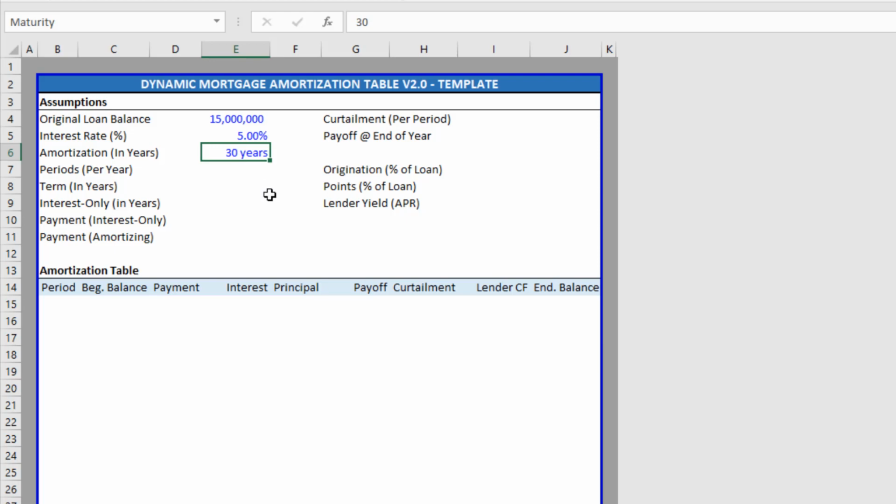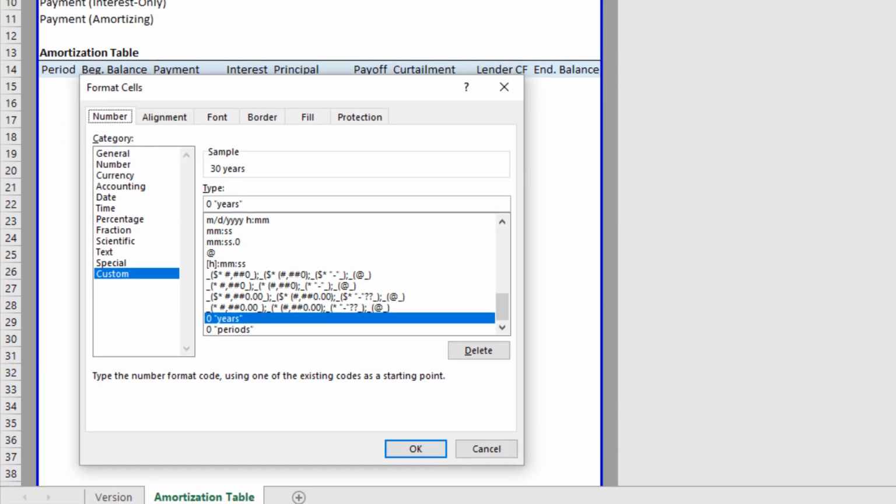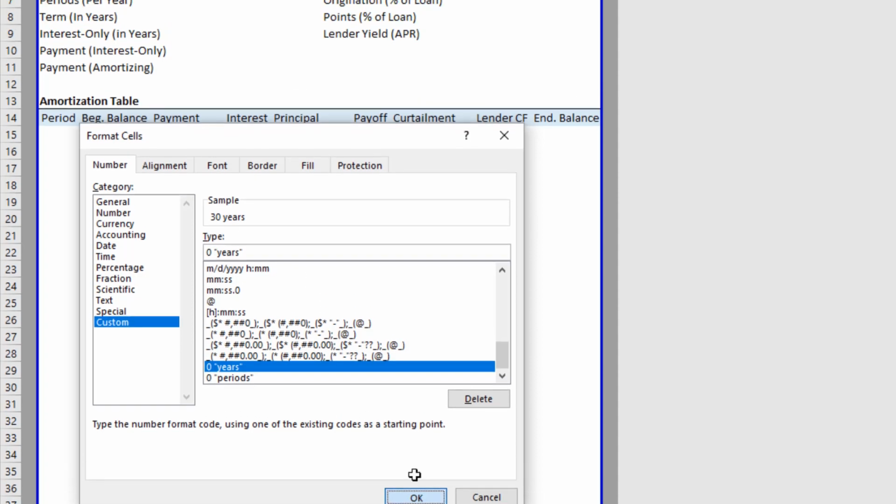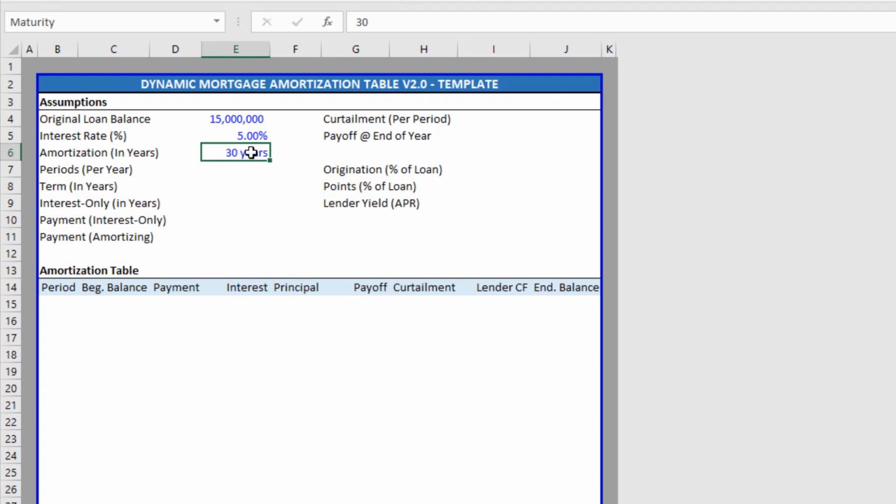And to do that, just hit Control-1. That will open up your Format Cells dialog box. And then under Custom Cell Formatting, you can enter a 0, and that denotes a numeric value. And then inside quotation marks, anything inside quotation marks will become a label within the cell. So here I labeled it years, and the result is Excel views this as 30, but visually it's 30 years.